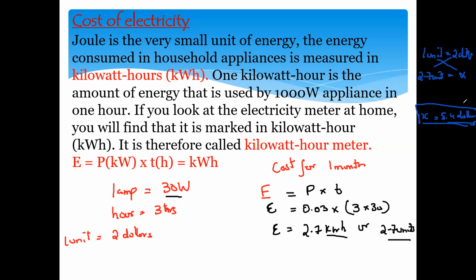So a simple way to get this: you first find the energy in kilowatt hours and then multiply by the cost of 1 unit, because 1 unit refers to 1 kilowatt hour. So you can also write kilowatt hours multiplied by the cost of 1 unit. You will get the cost of electricity. Is this example clear? Anyone having a doubt or a question about how to calculate the cost of electricity?